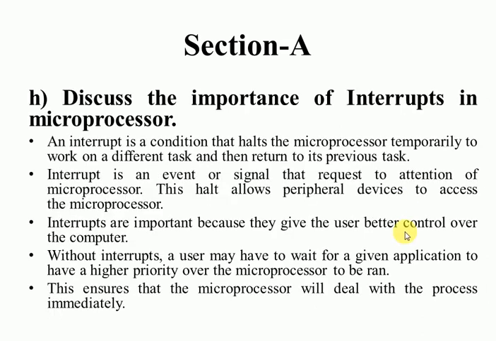Now we move on to discuss the importance of interrupts in a processor. So what is basically an interrupt? We have discussed it in the class also. Whenever a microprocessor is doing a task, and for some moment it halts that task because some external condition or external work comes, that is known as an interrupt. It is an event or a signal that requests the processor to stop the task it is doing and execute my task.